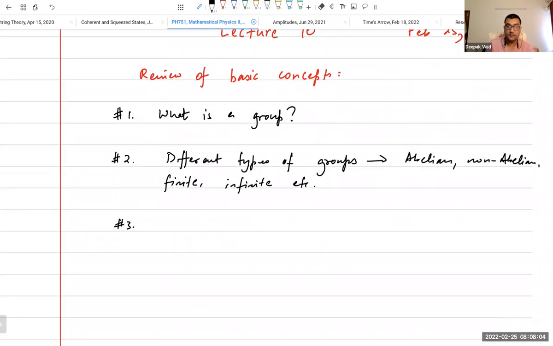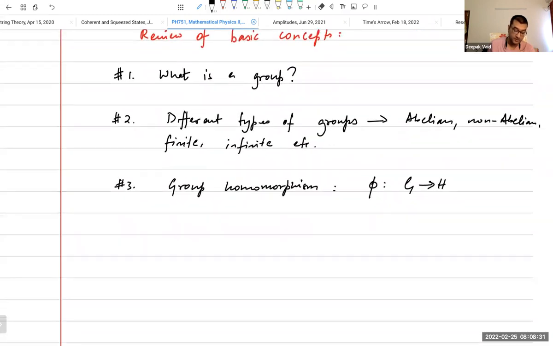Then, if you have two groups, you have the notion of group homomorphism, which tells you how to map. So group homomorphism is a map from one group to another, which preserves the group multiplication property. And if the map is one to one, then it becomes an isomorphism.